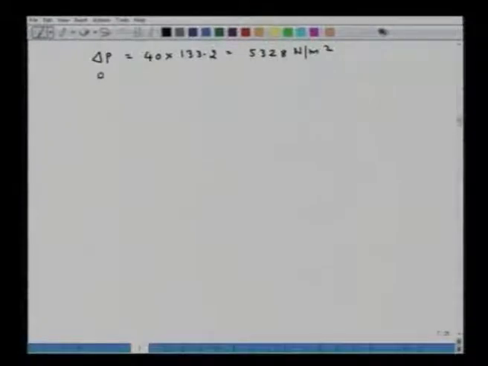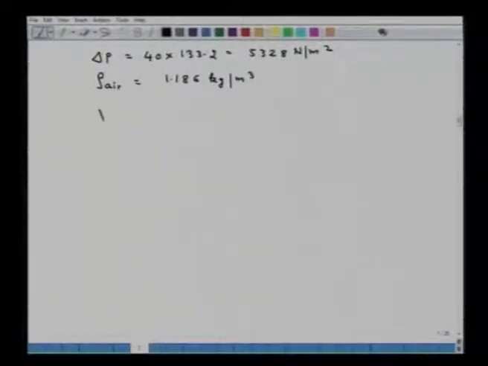Let us calculate delta P. So, delta P is given as 40 millimeter, we convert into Newton per meter square, 133.2, that is equal to 5328 Newton per meter square. Similarly, we will calculate the density of air, and from the formula we get 1.186 kilogram per meter cube. We can also calculate P upon RT.